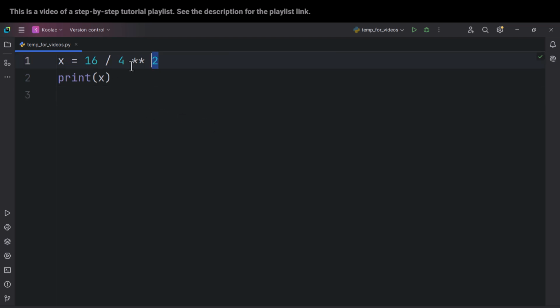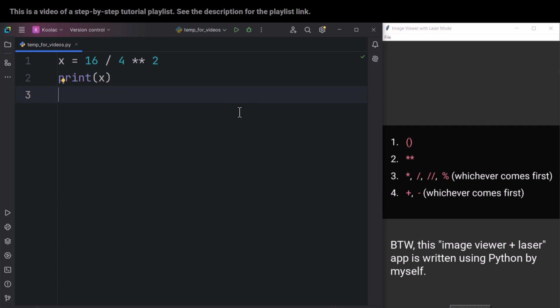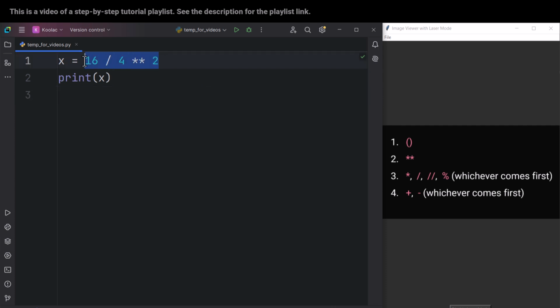First of all, let's talk about this, and after that, we will talk about a more complex thing such as this one. So let's start with this one. The key to answer this question is the order of operations. As you can see, this is the order of operations in Python. First of all, we should take care of parentheses. Do we have any parentheses in this example? No, we don't have. So let's go to the second one.